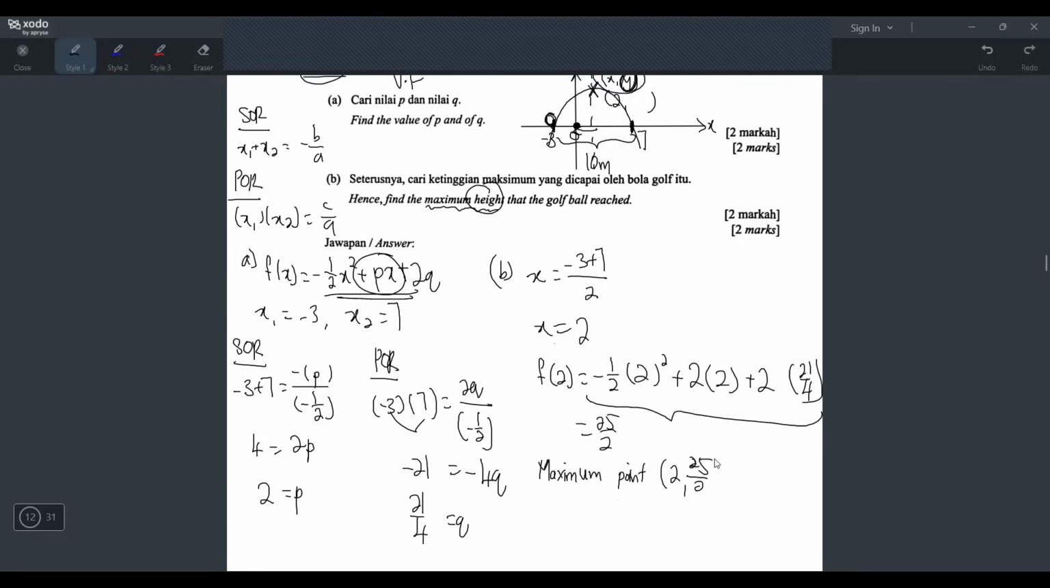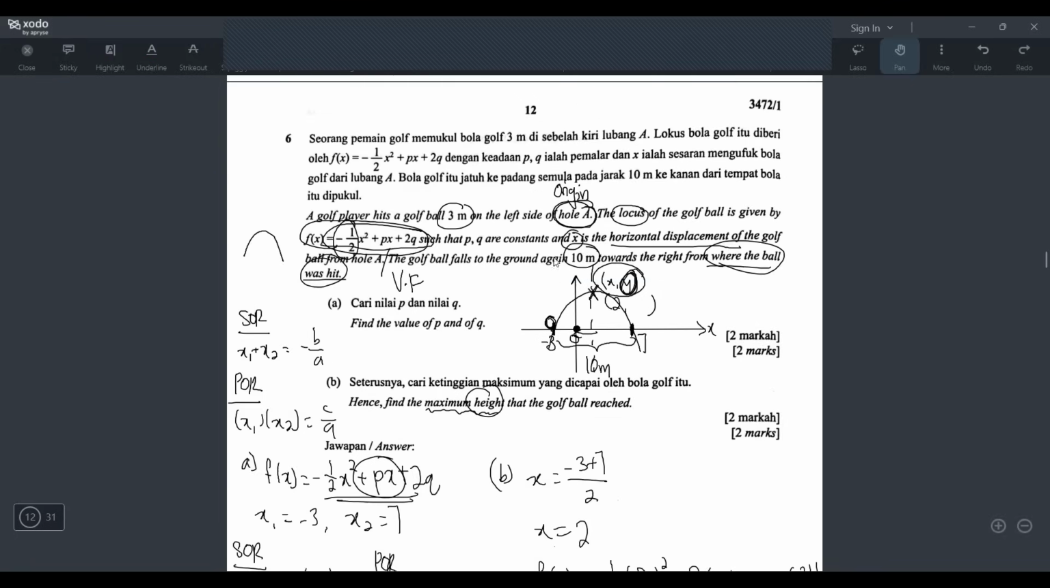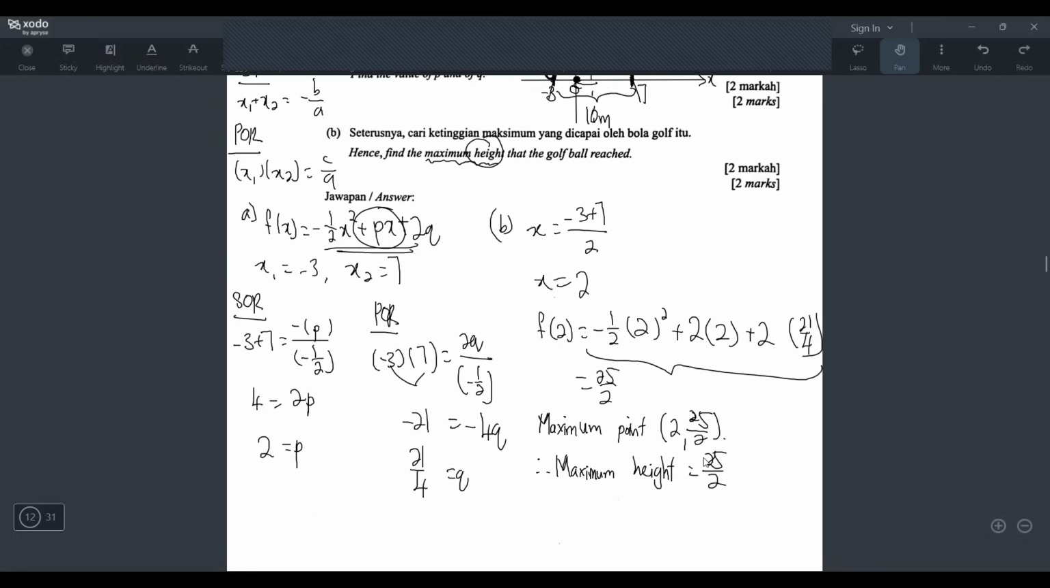But this is not your final answer. They want the maximum height. So what is the maximum height? Can you tell me what is the maximum height? You will only take the y coordinate. It means 25 over 2. Okay. And the unit is in meter, I think. Is it? Yeah, everything is in meter in the question. So this will automatically be in meter also. All right. So this is how you solve this question.